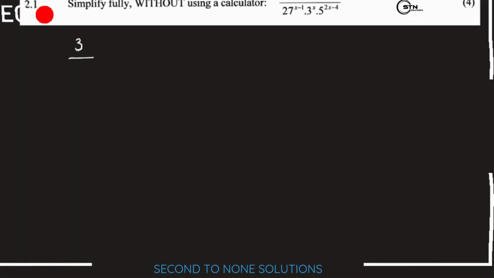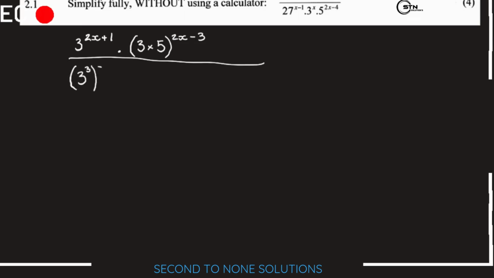Let's start. I'll just put the fraction line in there, and I've got 2x plus 1 as an exponent, and then 15 becomes 3 times 5, and on the outside of the brackets I'm raising it to the power of 2x minus 3. In the denominator, 27 is the same as 3 cubed, and I'm raising that to the power of x minus 1. And then 3 to the power of x stays the same because the base is already a prime number. And the same thing with 5 to the power of 2x minus 5.